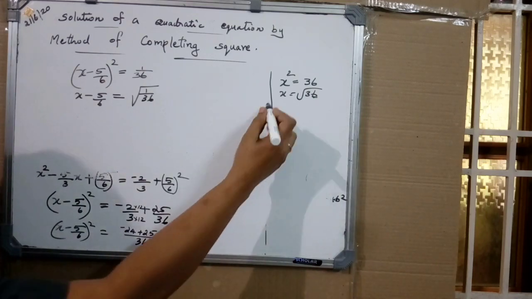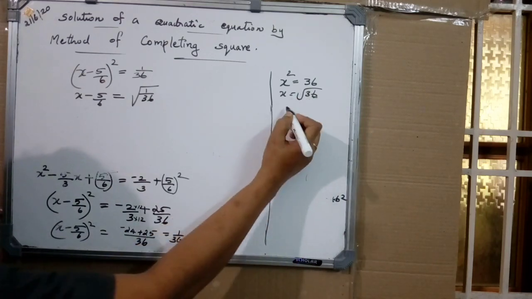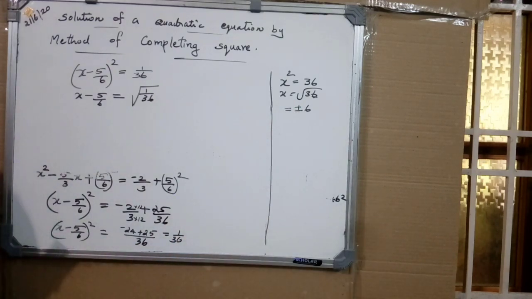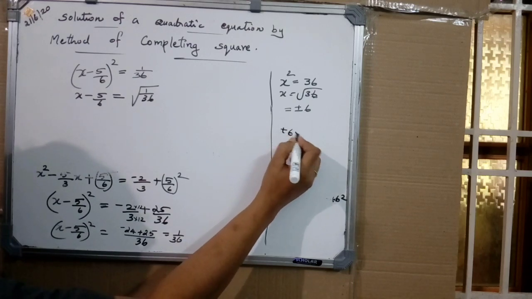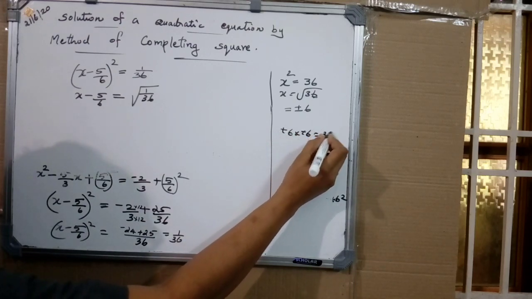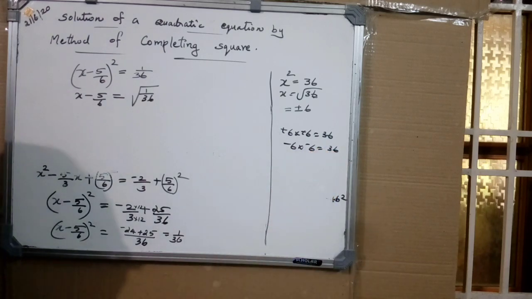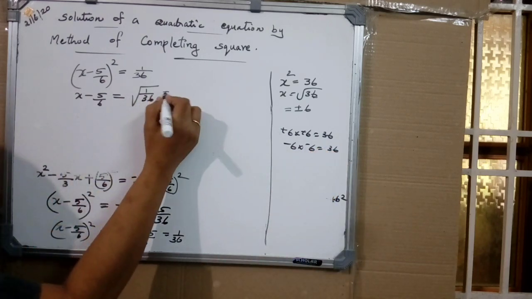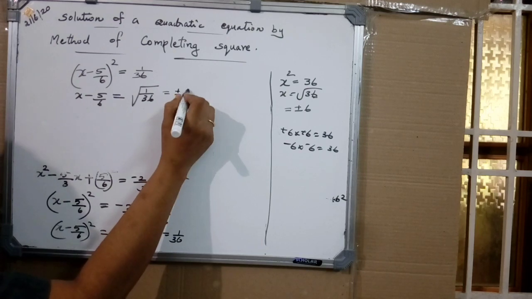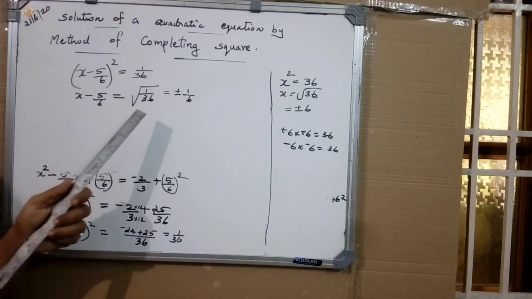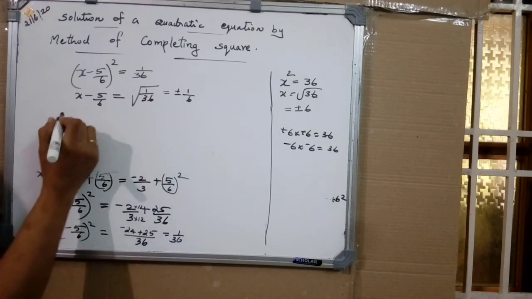Here what is root 36? We have to write here plus or minus 6. Why? Positive 6 into positive 6 is 36. Same way minus 6 into minus 6 is also positive 36. So here we can write plus or minus 1 by 6. So two roots are there, one positive, one negative.